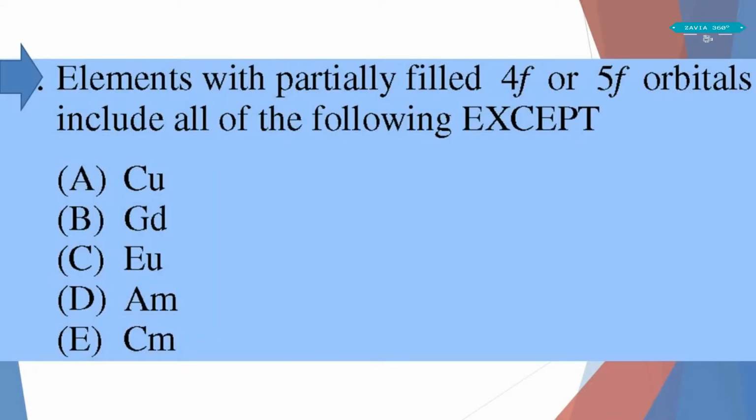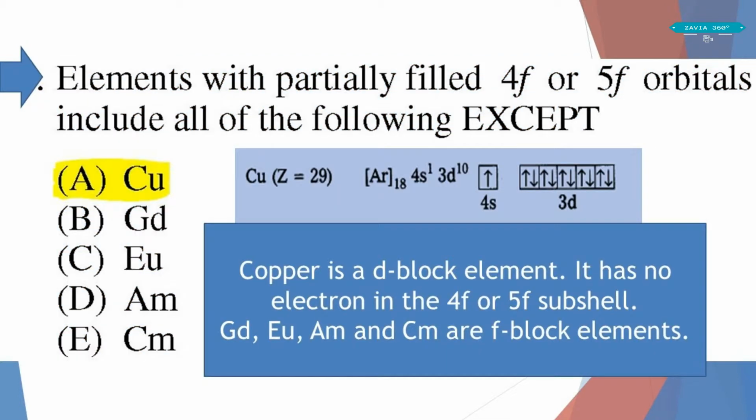Elements with partially filled 4f or 5f orbitals include all of the following except copper. Copper is a d-block element. It has no electron in the 4f or 5f subshell. Gadolinium, europium, americium, and curium are f-block elements.